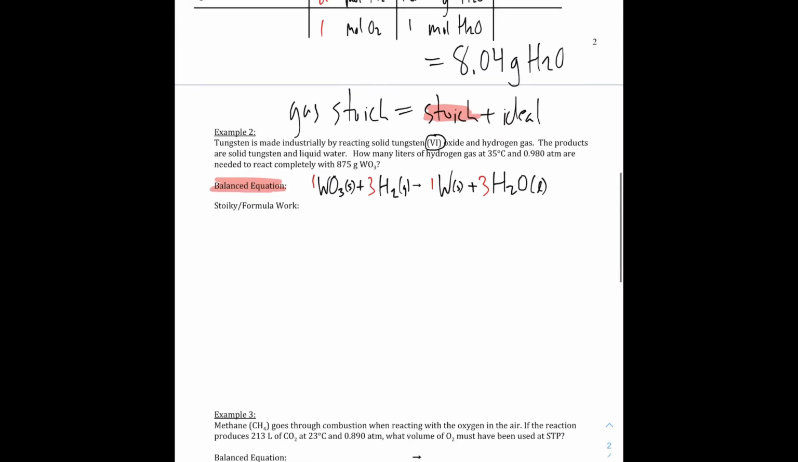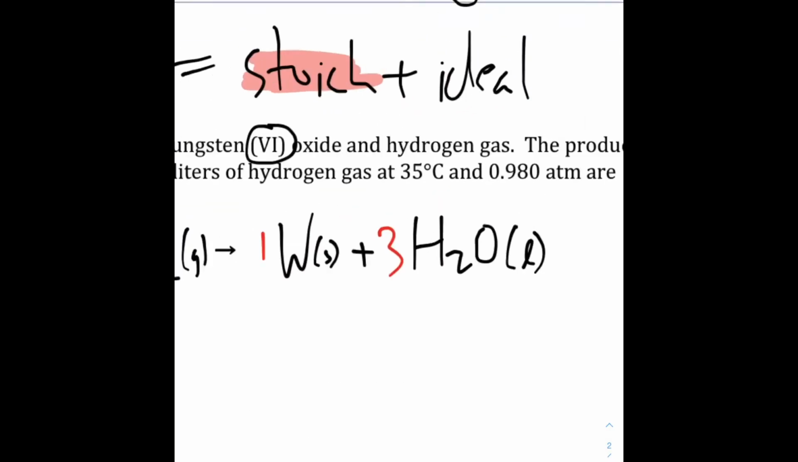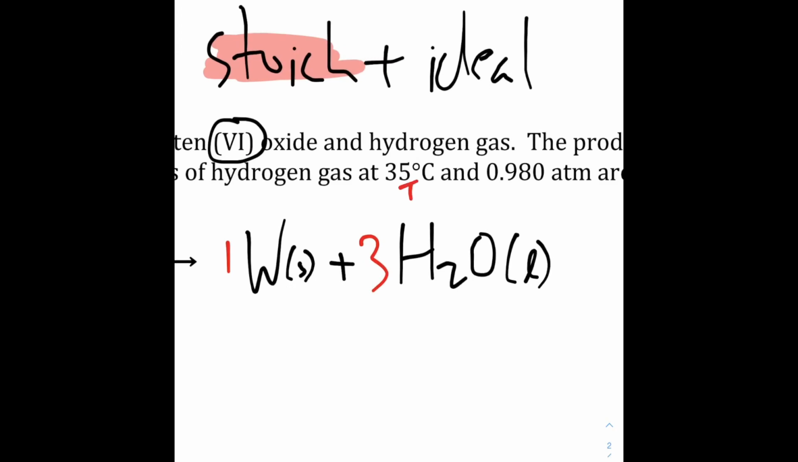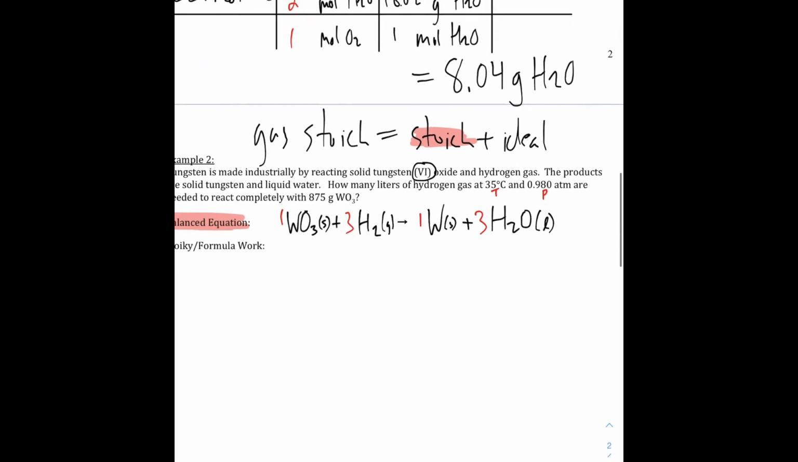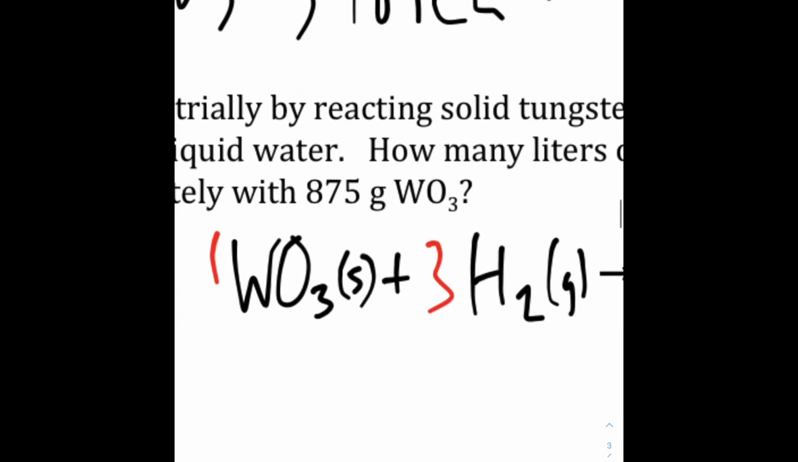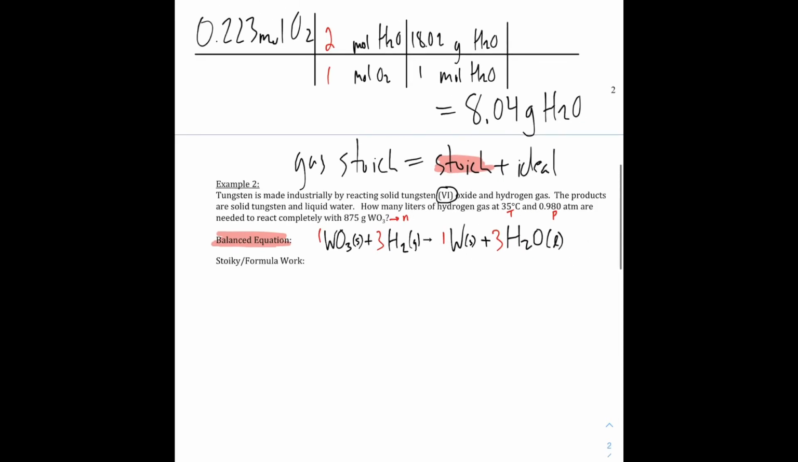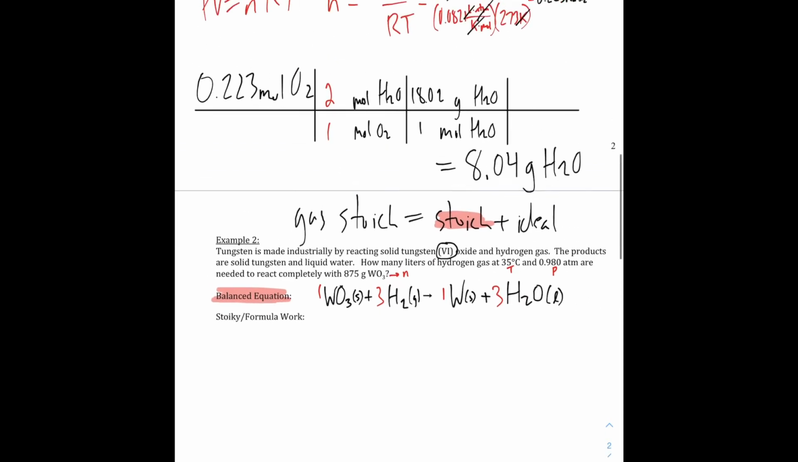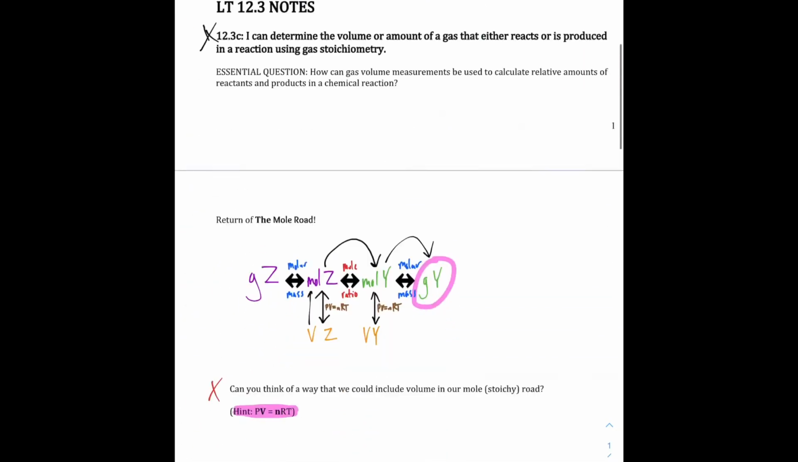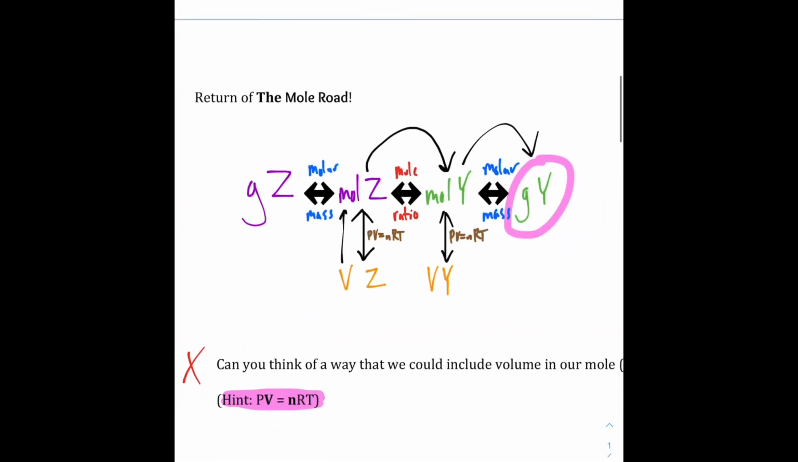Okay. What are we given? What are we asked for? We're given temperature, pressure. That's a good start. And grams of WO3. What can we convert grams to? Well, moles. We have moles of WO3, or we can find it. So we're given grams of WO3. Back to this little diagram here.